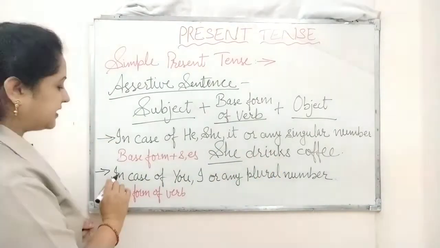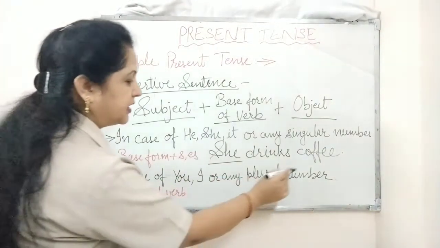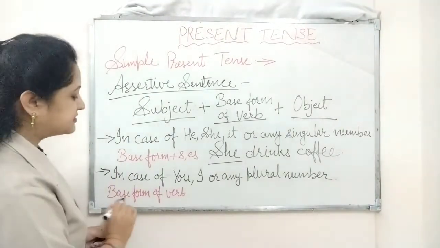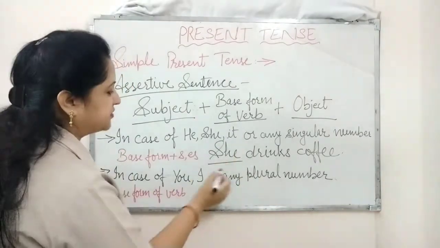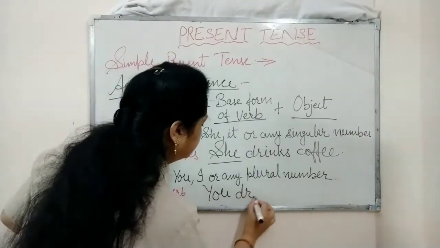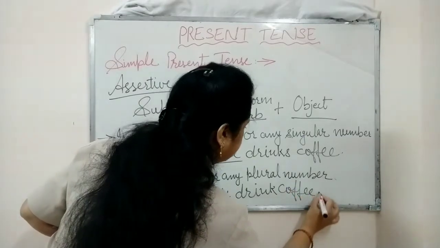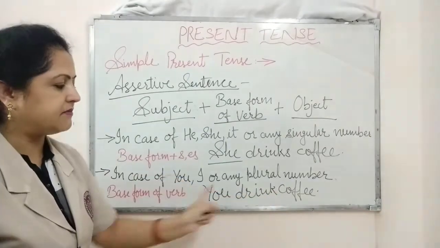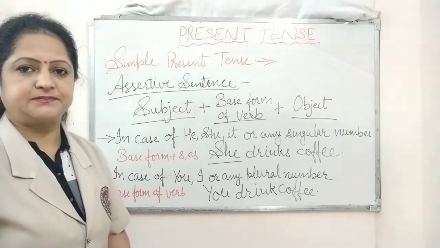Second, in case of you, I, or any plural number, we don't use s or es, we simply use the base form of verb. Let us take the same example here. In place of she, let's write you. You drink coffee. So here you can see that I have not used s or es while making the sentence. So this is the assertive sentence.